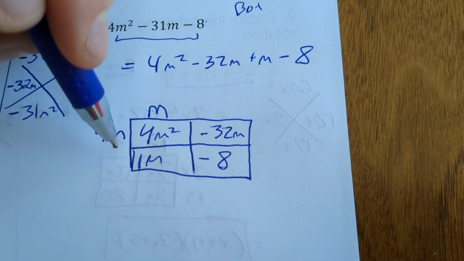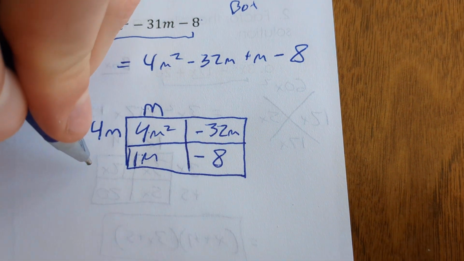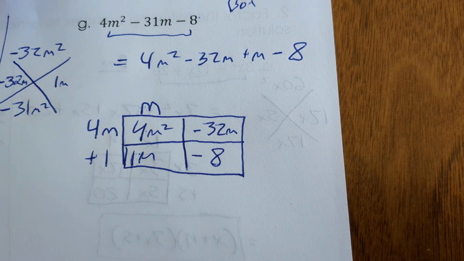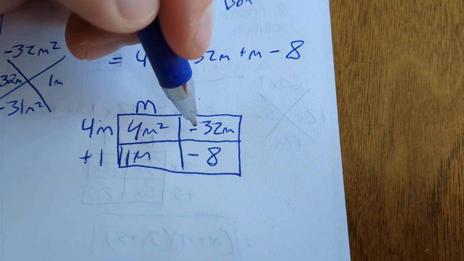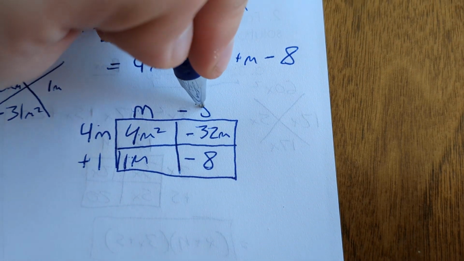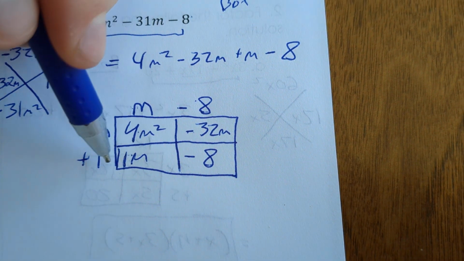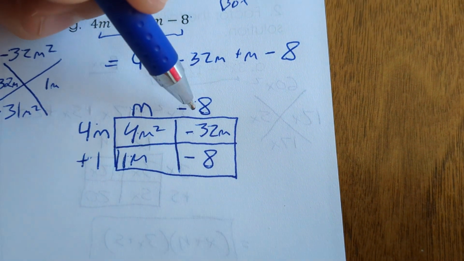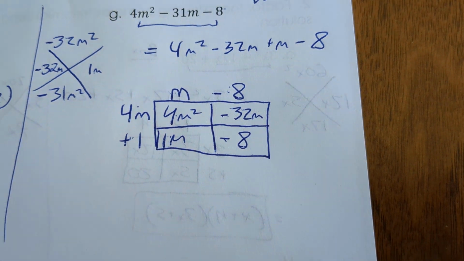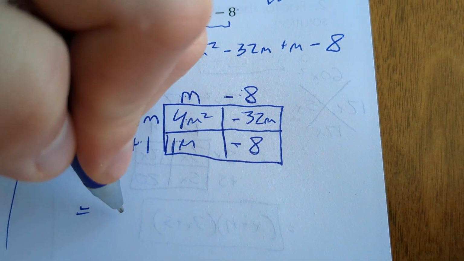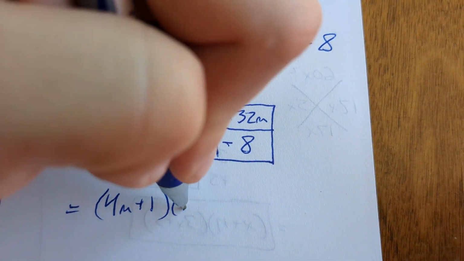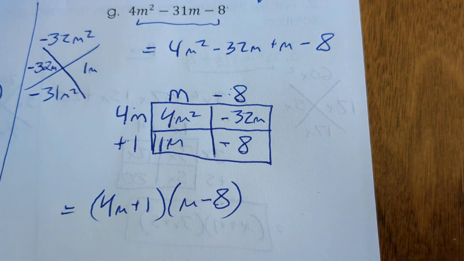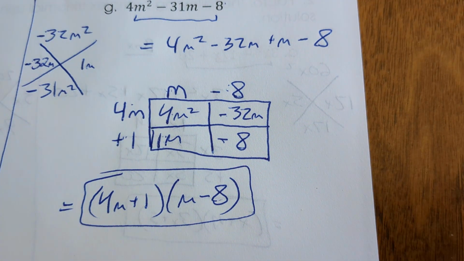And then m times what gives us m? This would just be 1. Okay? And then we have to think 4 times what gives us negative 32? This would be negative 8. Right? And then double checking our last box, 1 times negative 8 is negative 8. So we are good. Okay, so we have 4m plus 1 times m minus 8. And that's our final answer.